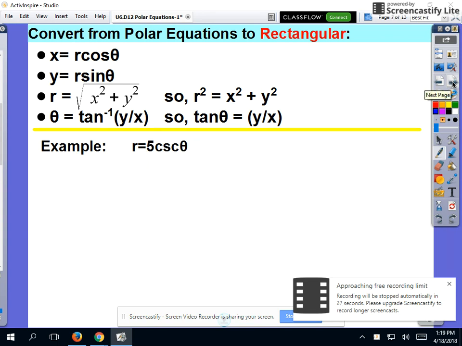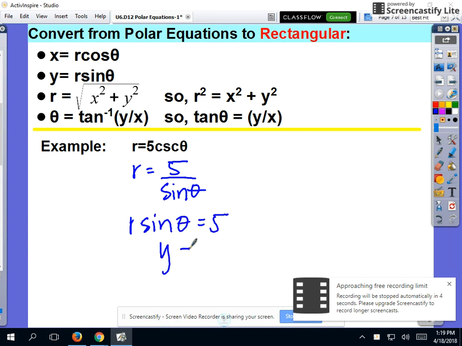Let's try another one. R equals 5 cosine theta. Well, pause the video and try this out for yourself. Okay, so if we have r equals 5 over sine theta, I know that cosecant is the same as 1 over sine. And then if you multiply the sine over, you get r sine theta equals 5. And that's y equals 5. So that is the line y equals 5.